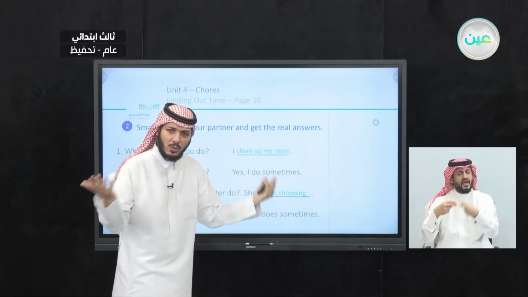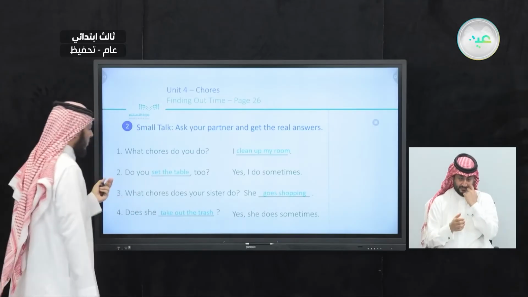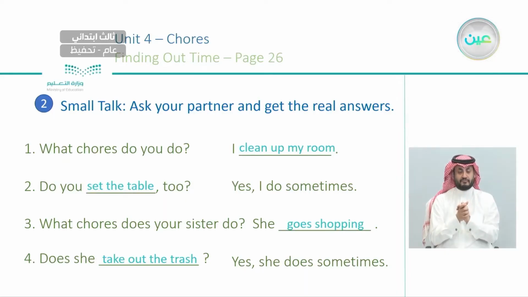Choose anyone here. Number two, do you blank too? So you can choose anything here. For example, set the table. Do you set the table too? Yes, I do sometimes. I do sometimes, not always, not never, sometimes. Sometimes I do it, sometimes I don't do it.